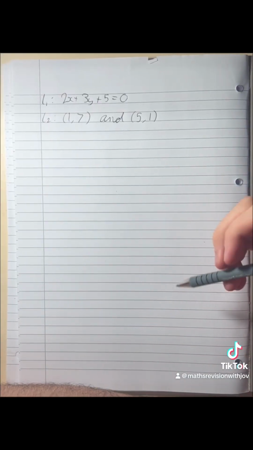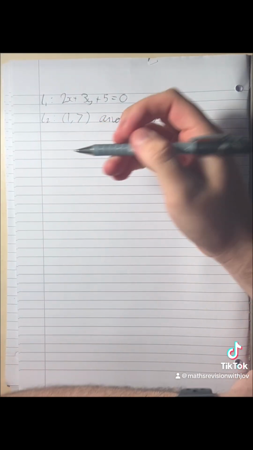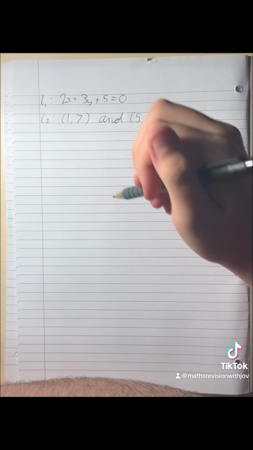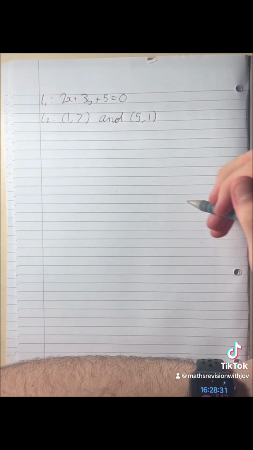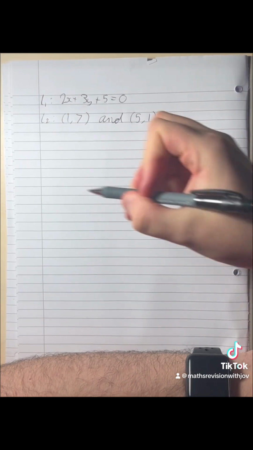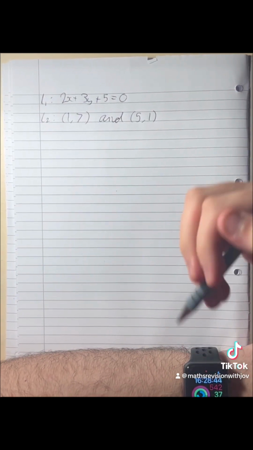So we're trying to show that this line L2 is either perpendicular or parallel to, or possibly neither, to this line L1. Now what that means is we want to find the equation of this line L2 and compare it to line L1 and see if they have any similar properties. So to do that, first we're going to try and find the equation of the line L2.